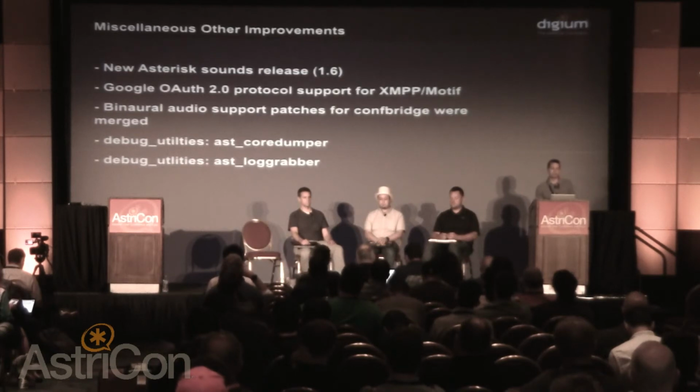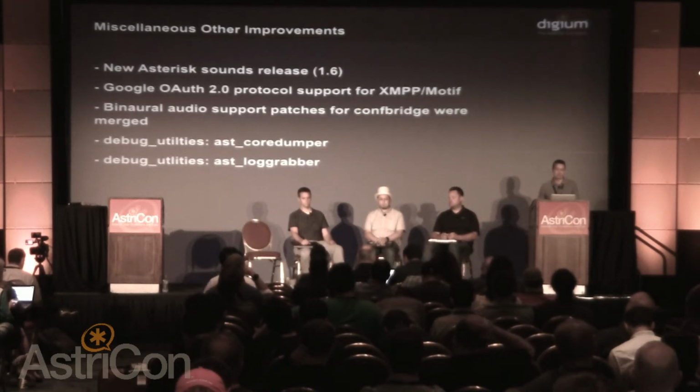There are some debug utilities that we developed as a team to help people who contribute bug-related information. If you have a bug in Asterisk, to help you to retrieve logs and core dumps and things like that properly in the formats that help us to do our job better. And those are the AST core dumper and AST log grabber routines.